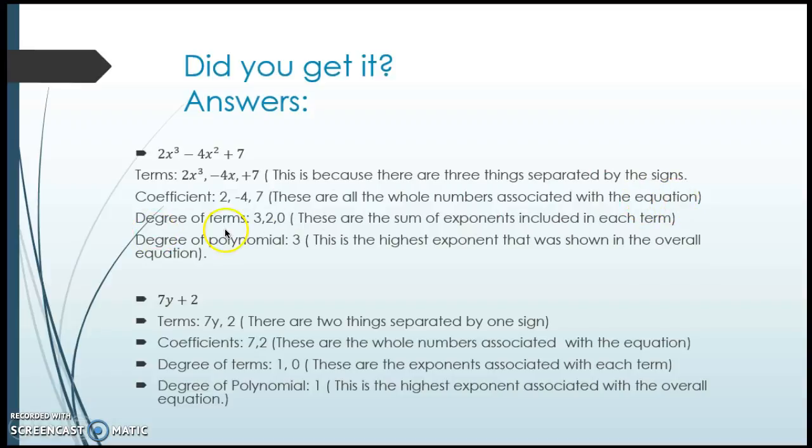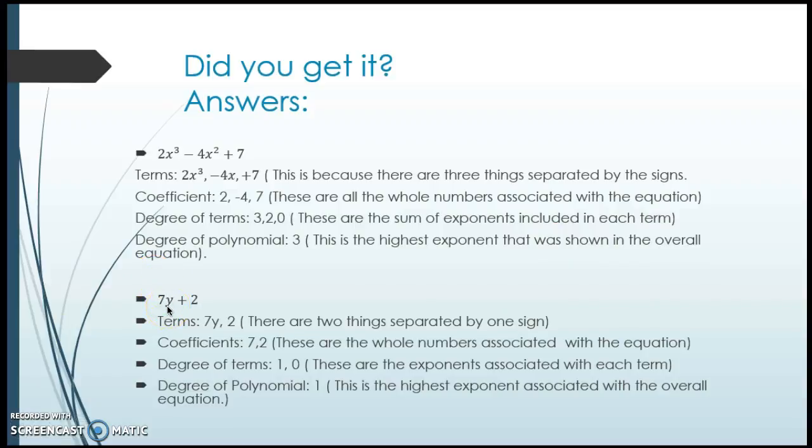Degree of terms. 3, 2, 0. These are the sum of exponents included in each term. Degree of polynomial. 3. This is the highest exponent that was shown in the overall equation.